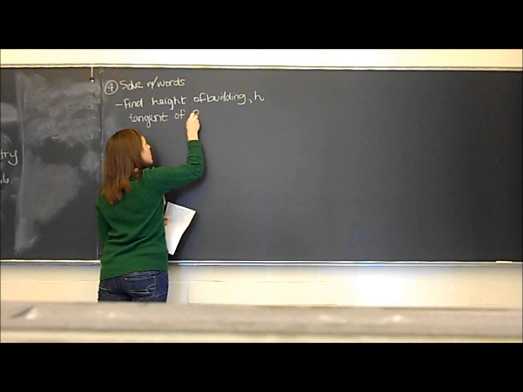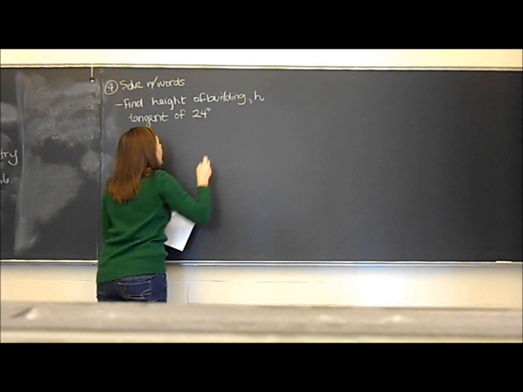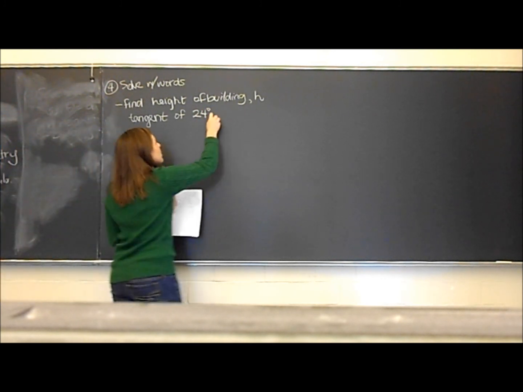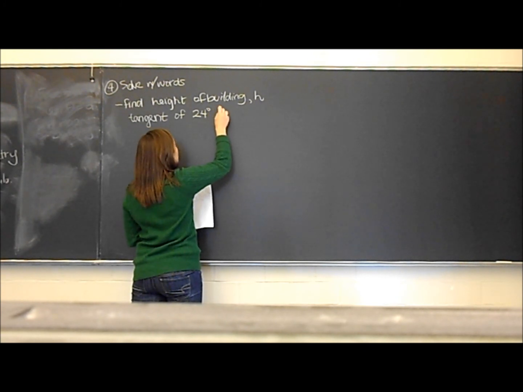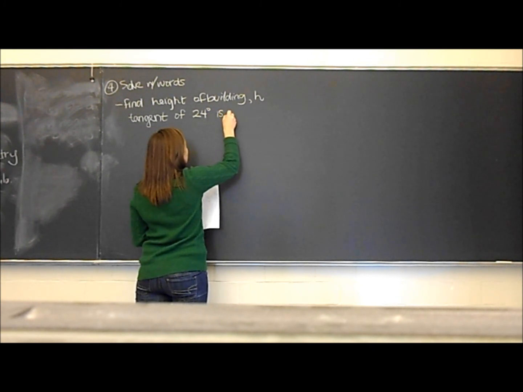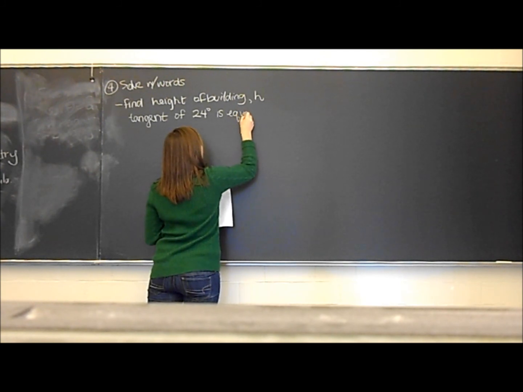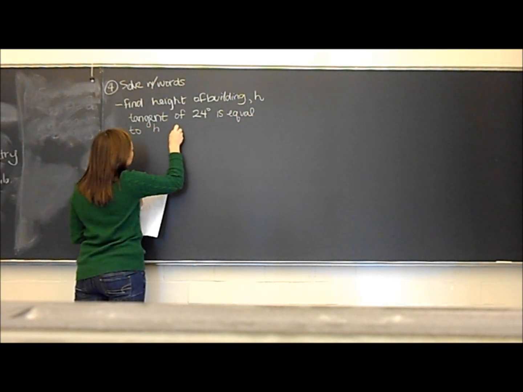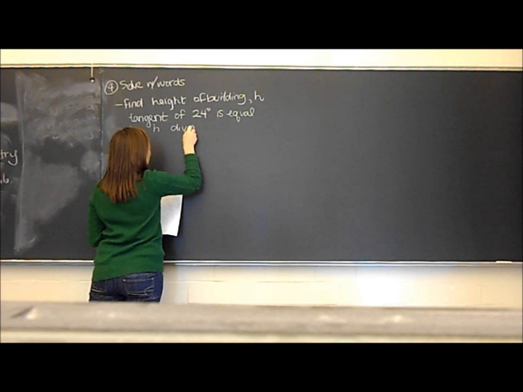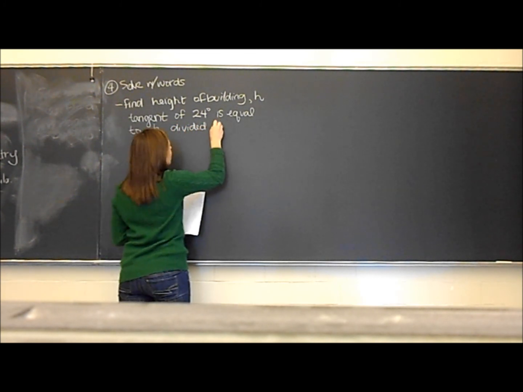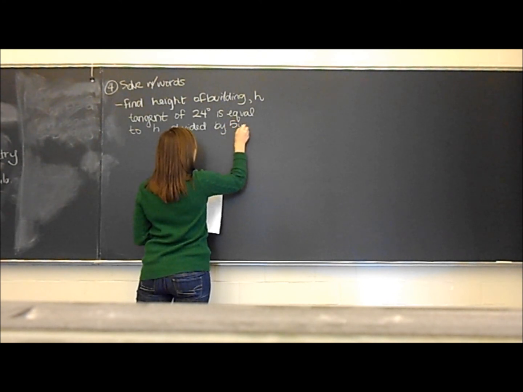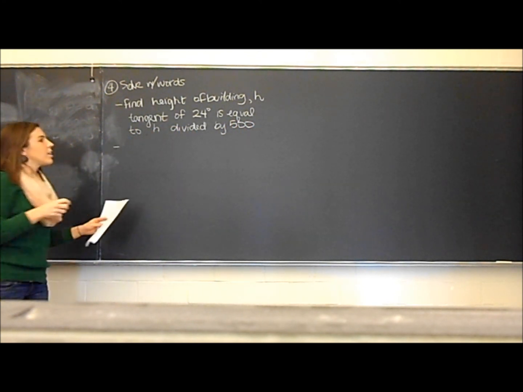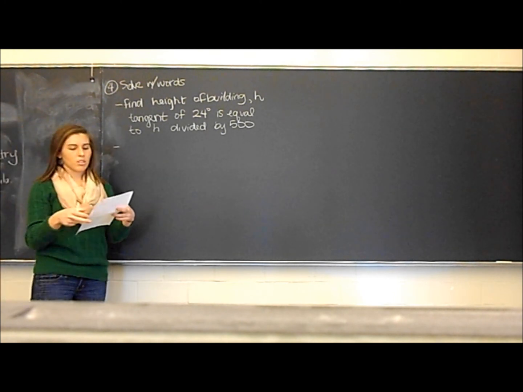And what are we going to set it equal to? Since it's the opposite over the adjacent, the opposite is going to be h. And we're going to put it over 500. Good. And then we just want to solve that equation for h.